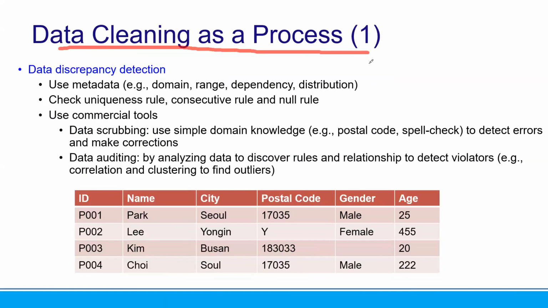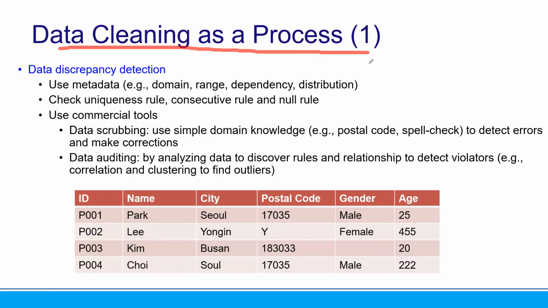The first is to use metadata. What is the meaning of metadata? It depends on the domain, it depends on the range, it depends on the dependency, and it depends on the distribution.